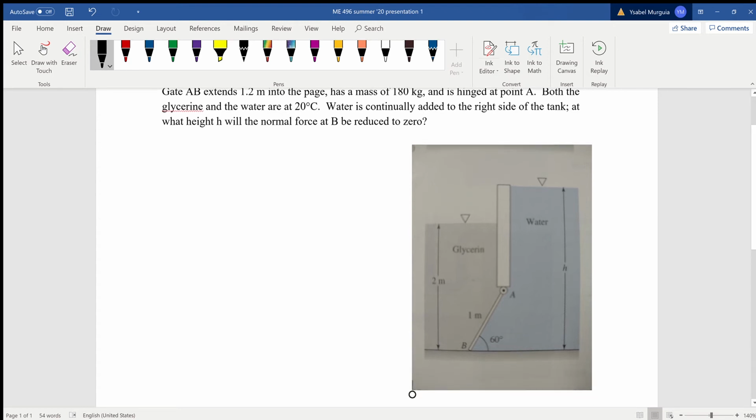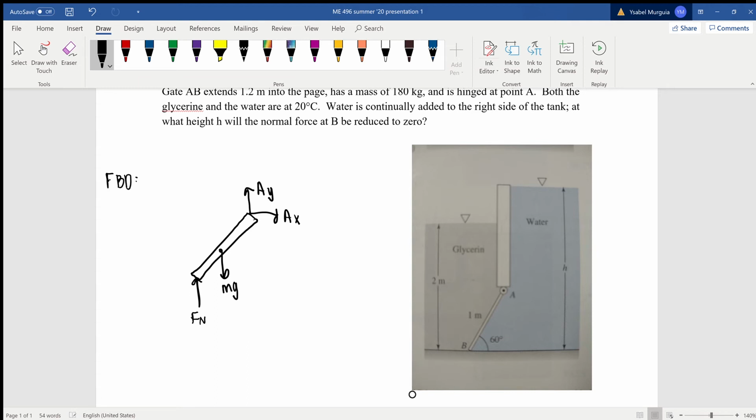Okay, so I'm going to start off by drawing a free body diagram of the gate. And I don't know why this is so thick. Change that. Okay, so my free body diagram for the gate AB. Here at B we are going to have a normal force. We are hinged at A, so that means we will have this AY and AX. We know it has a weight of mass times gravity.